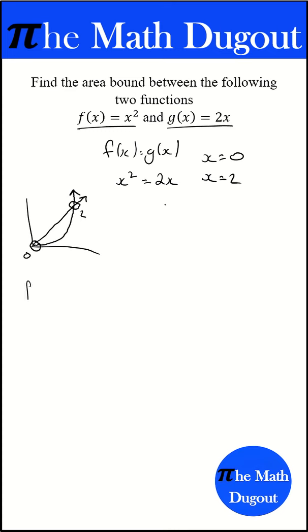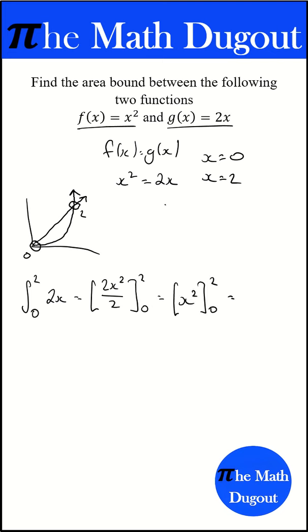So now if I integrate from 0 to 2, and I do my linear line first, my 2x, well then I add 1 to the power, divide by the new power, so 2x squared over 2, and I'm doing that from 0 to 2. And if I simplify that down a little bit, I just get my x squared term from 0 to 2. So I see clearly that I'm just going to end up with 4 square units for that linear bit.